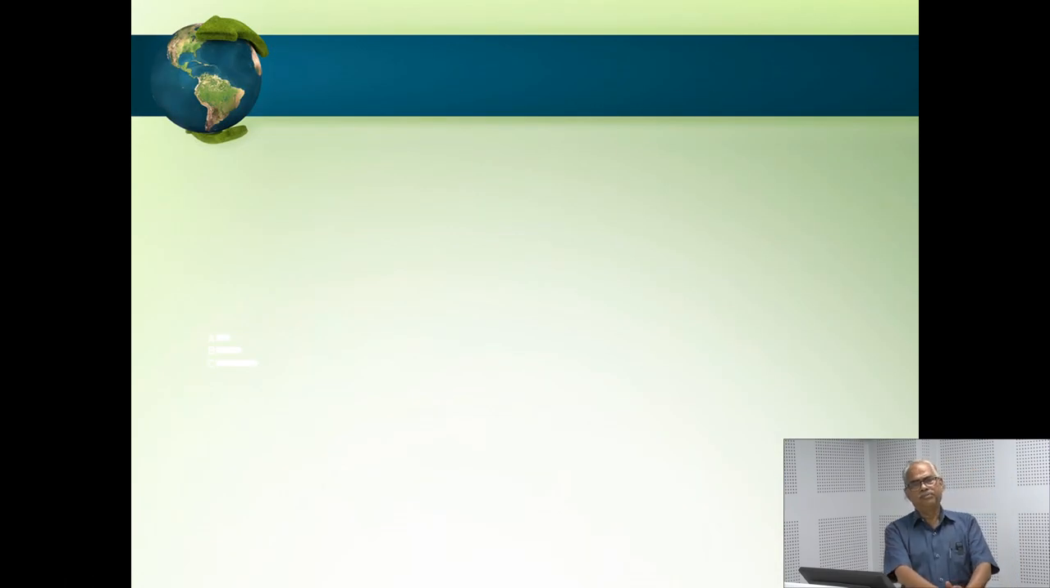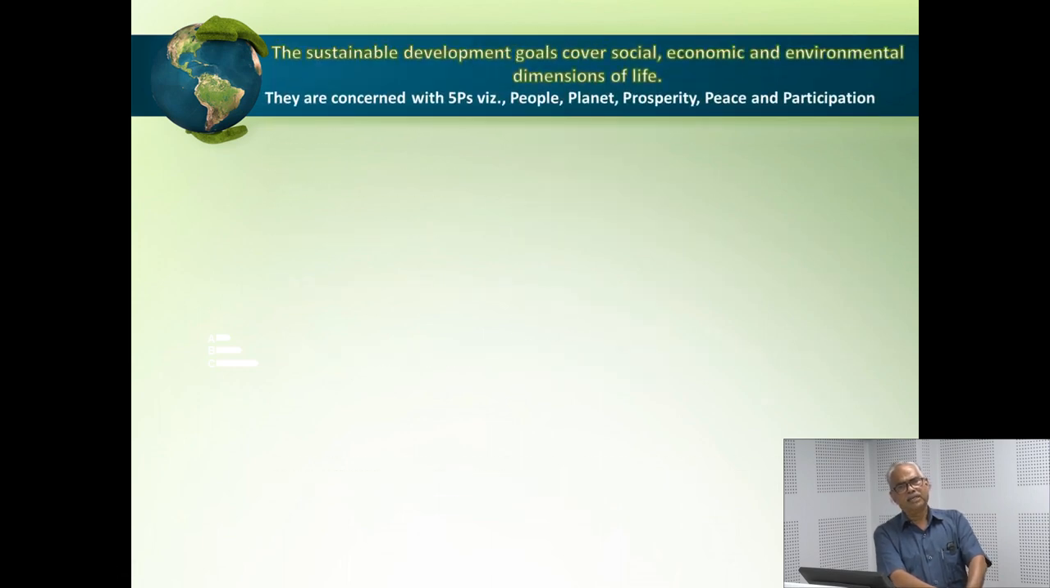As you know, sustainable development is linked with the three areas of development: economic, social, and environmental dimensions of life. They are concerned with five P's. These five P's are people, planet, prosperity, peace, and participation.